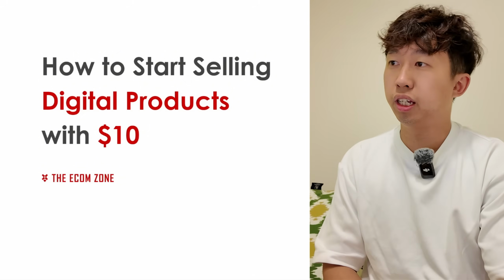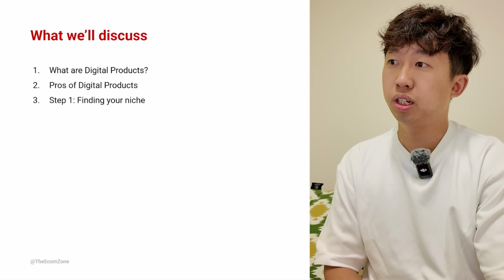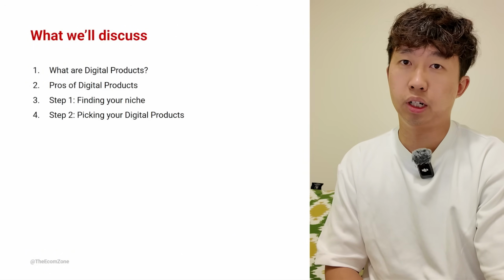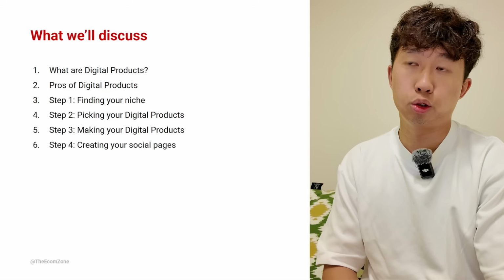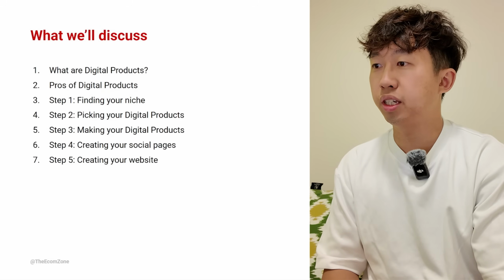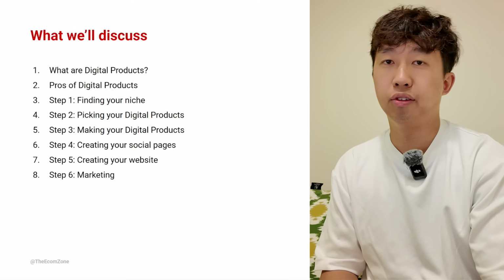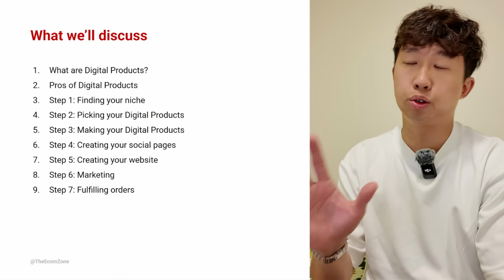So what we'll discuss today is what are digital products, pros of digital products, step 1, finding your niche, step 2, picking your digital products, step 3, making them, step 4, creating your social pages, step 5, creating your website, and then step 6, marketing, and step 7, fulfilling your orders. So we'll go through all of this in this video, so stay tuned.